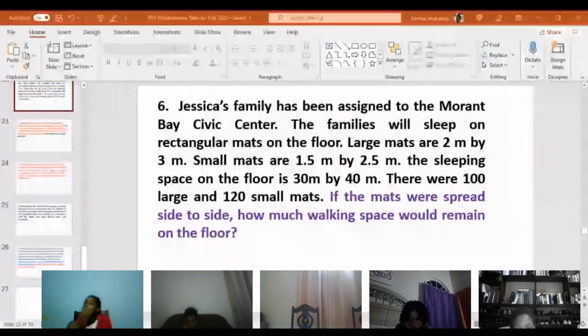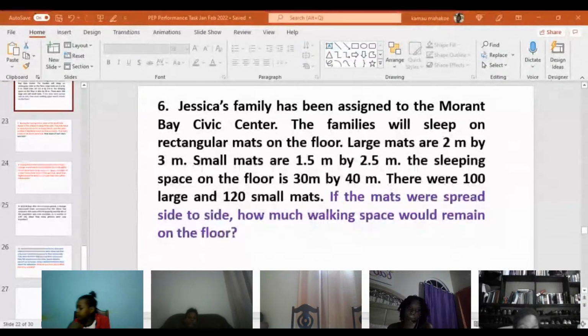Number 6. Jessica's family has been assigned to the Morant Bay Civic Center. The families will sleep on rectangular mats on the floor. Large mats are 2 meters by 3 meters. Small mats are 1.5 meters by 2.5 meters. The sleeping space on the floor is 30 meters by 40 meters. There were 100 large and 120 small mats. If the mats were spread side to side, how much walking space would remain on the floor? All right, so let's deal with that one.